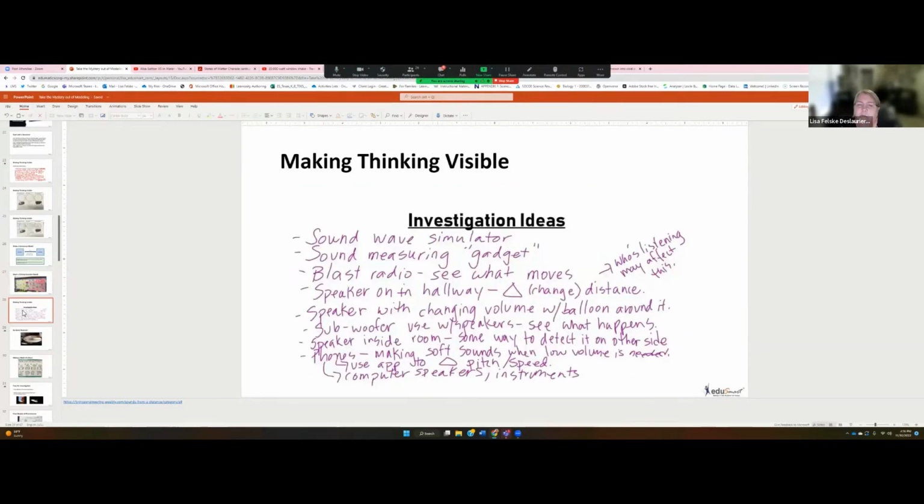And then you ask them how could we do a test or do some kind of investigation to find out more about how sound moves. And so this was a list the class came up with. You're not going to have all the materials to do this.